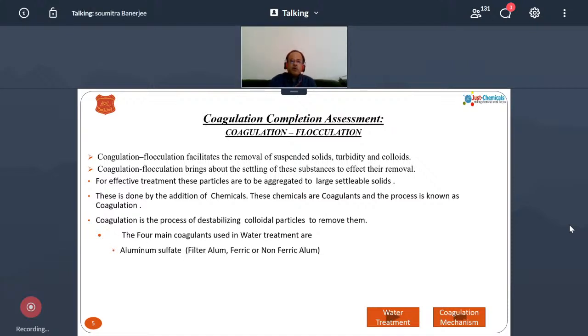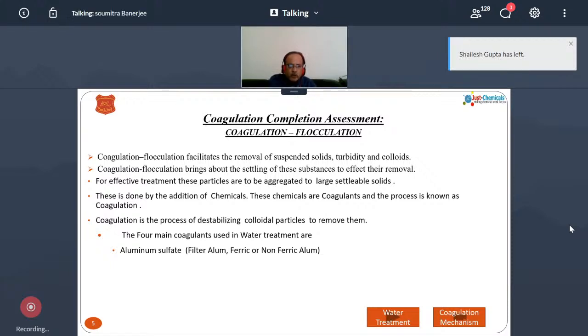Now, regarding coagulation and flocculation, this facility is for removal of solids, turbidity and colloids, and in most cases you are already using alum. In Jabalpur, for example, Jabalpur Nagar Nigam is using ferric alum in the dosing area, and then they are doing the clarification and flocculation. This brings about the settling of the substances for their removal.